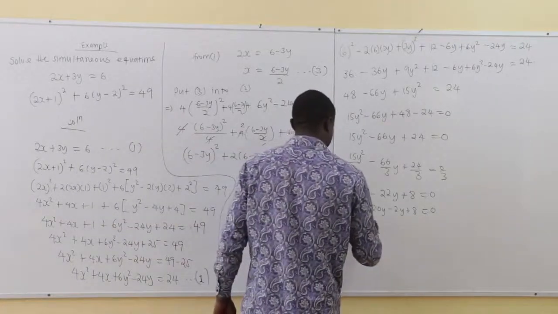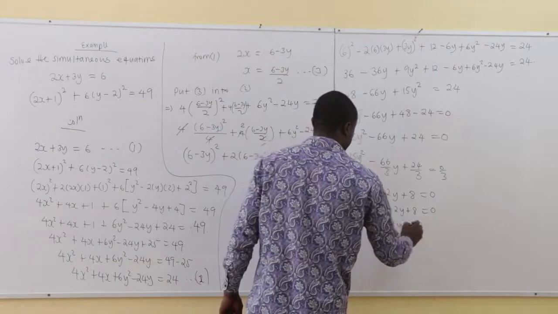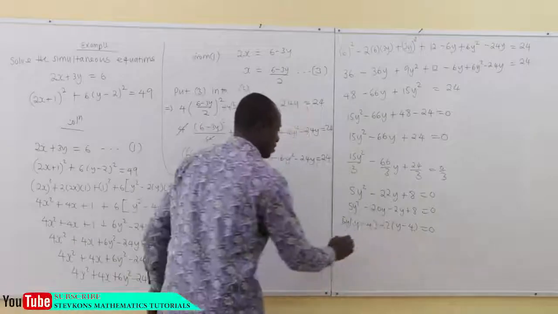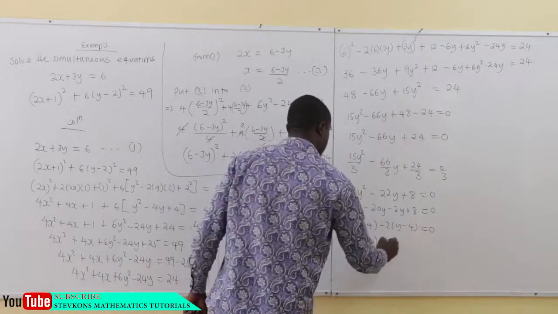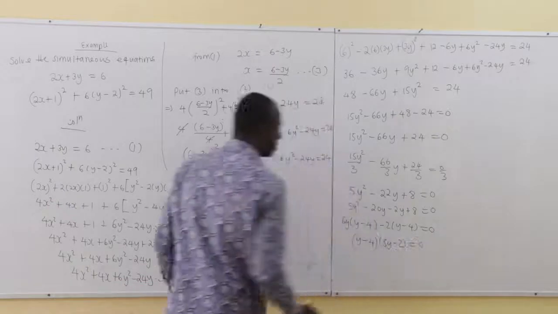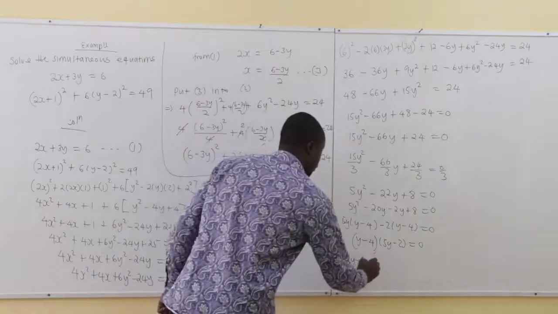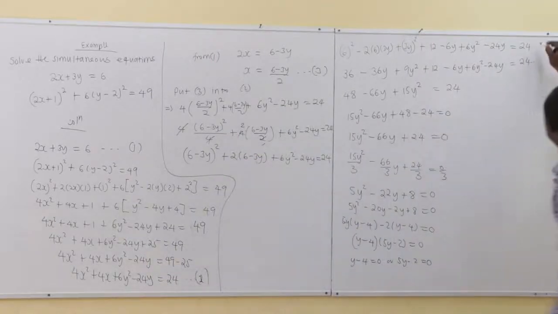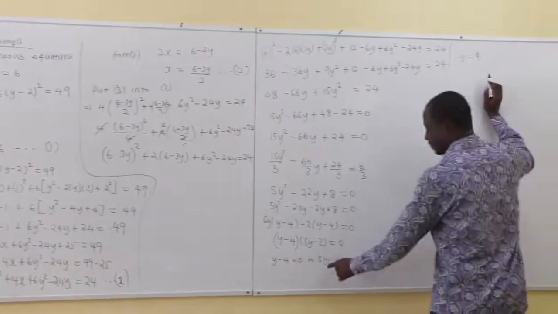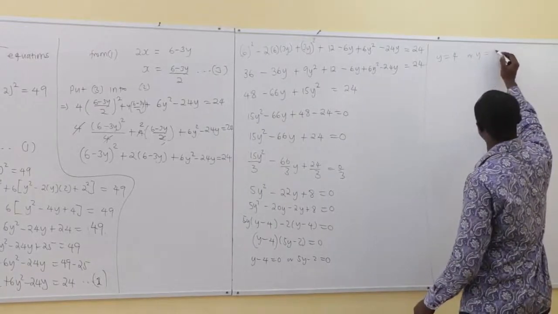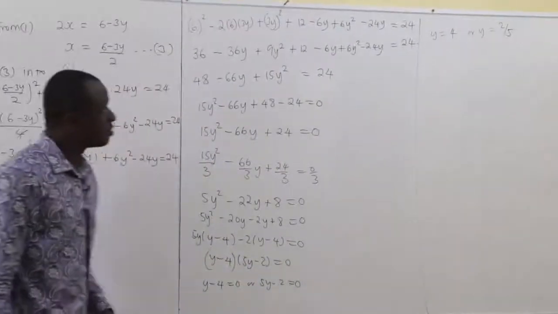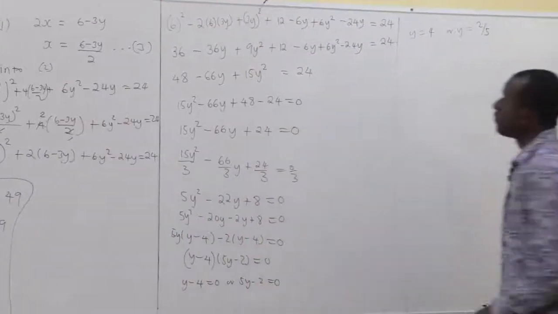Factorize 5y out, you have y minus 4. Minus 2, you have y minus 4, and this is just equal to 0. Let's factorize y minus 4 out. What do you have here? 5y minus 2, this is equal to 0. So y minus 4 equal to 0, or 5y minus 2 equal to 0. To find y, clearly y is equal to 4, or y equal to 2 over 5.